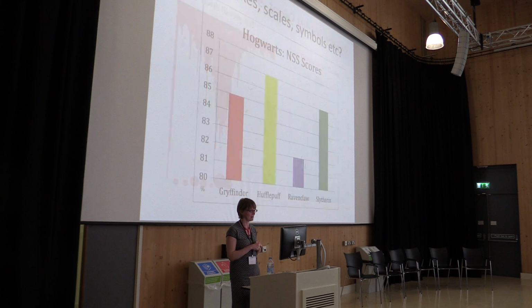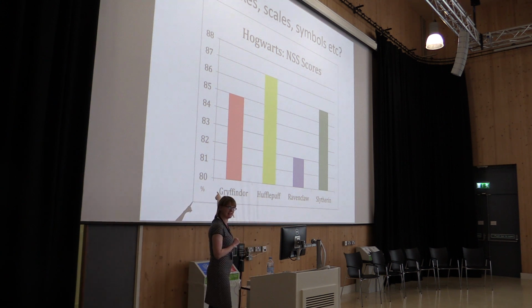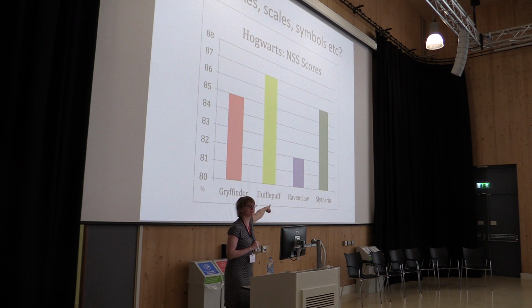What axes, scales and symbols are you going to use? We made this up, but it's based on a real-life bar chart that we saw in a departmental meeting where the axis starts at 80 and therefore makes Ravenclaw look much worse than they actually are. And we were Ravenclaw in the visualisation that we based this one on.